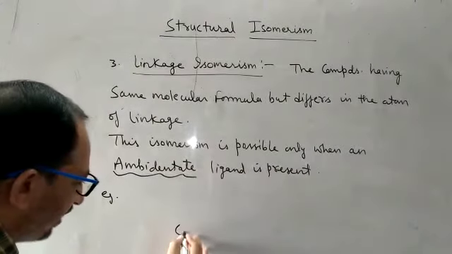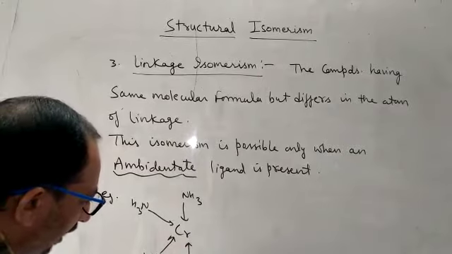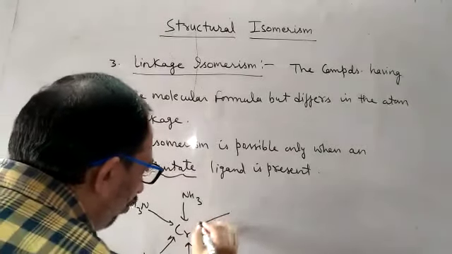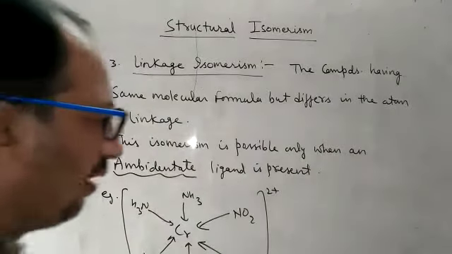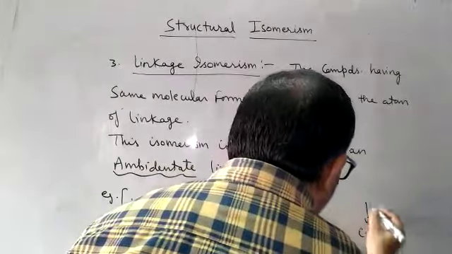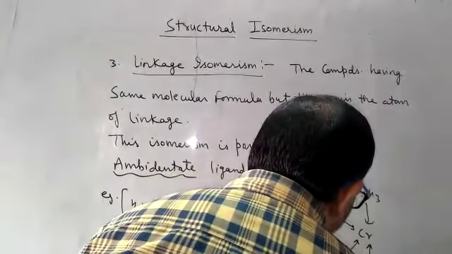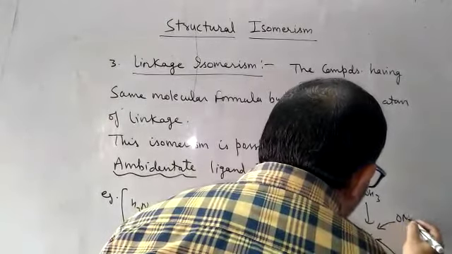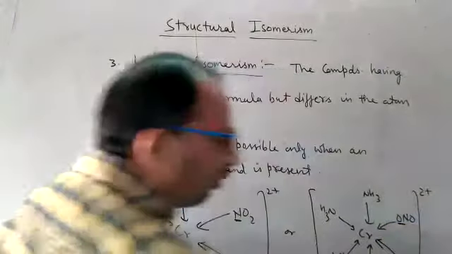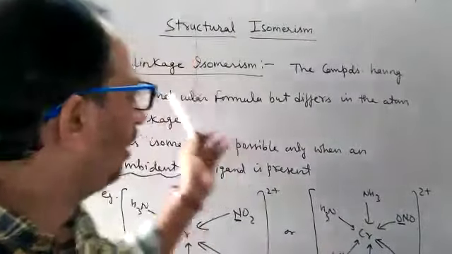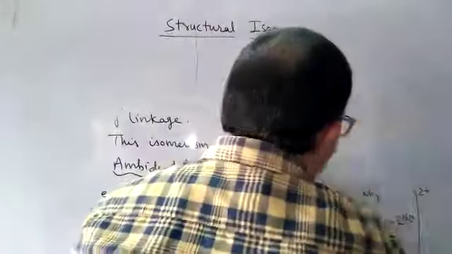Take for example [Cr(NH3)5NO2]. Now see, the atom of linkage is nitrogen. But if I write like this, again Cr with NH3, NH3, NH3, NH3, NH3, but ONO, now see, the molecular formula is the same in both cases, but in one the atom of linkage is nitrogen, and in the other the atom of linkage is oxygen. So such isomers which differ in the atom of linkage are called linkage isomers, and the phenomenon is called linkage isomerism.